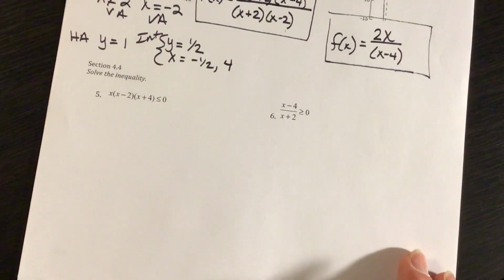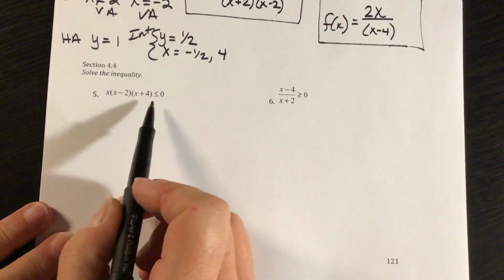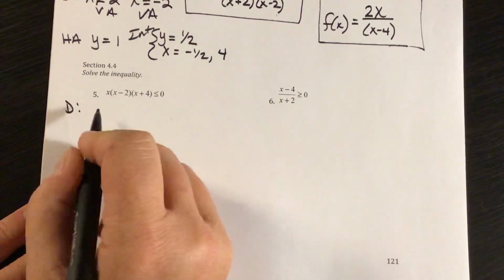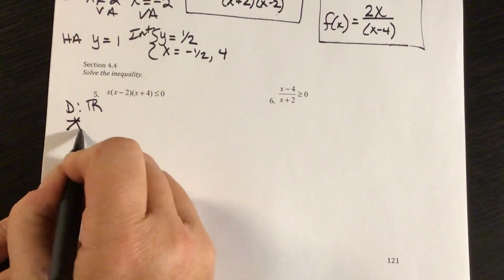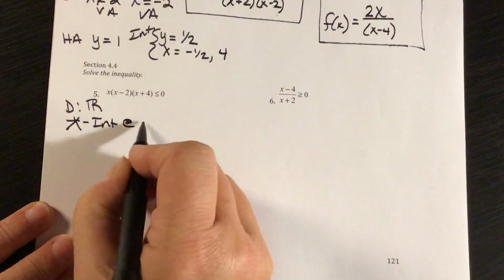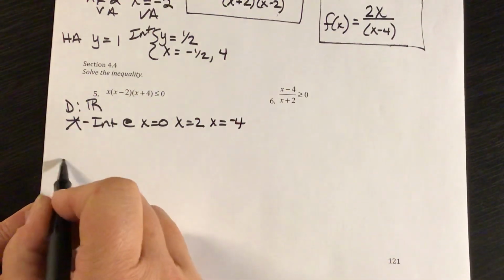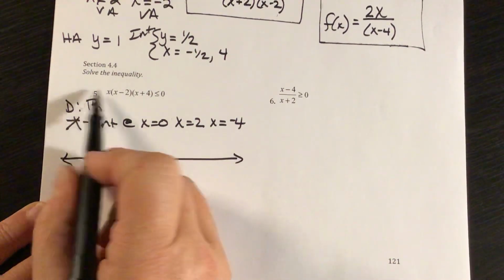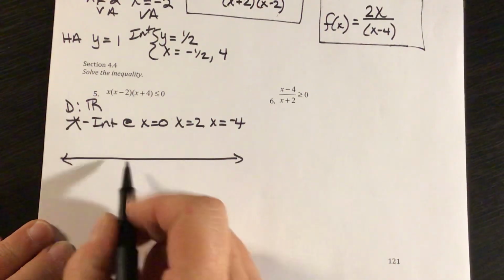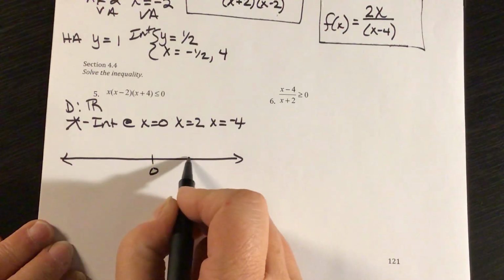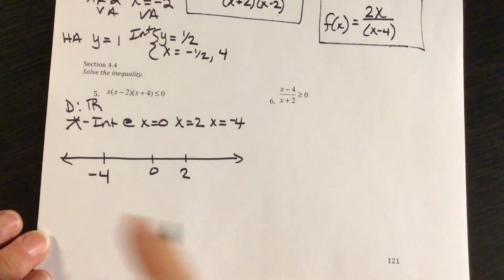Lastly, we have the inequalities. So this is a third degree polynomial here, and my domain for a polynomial would be all real numbers. I do have x-intercepts at x equals 0, x is 2, and x is -4. So on my number line, I don't have any restrictions in the denominator, but I do have an x-intercept at 0, 2, and -4. So let's test values.